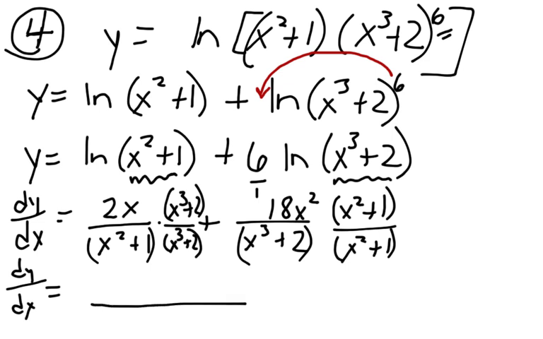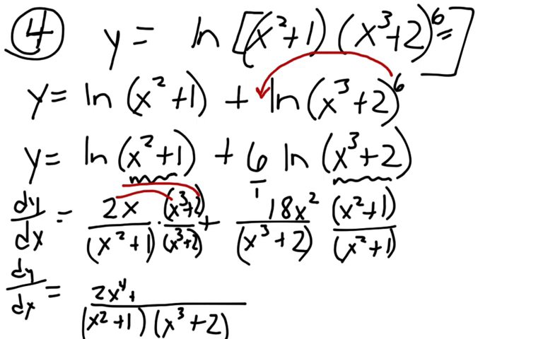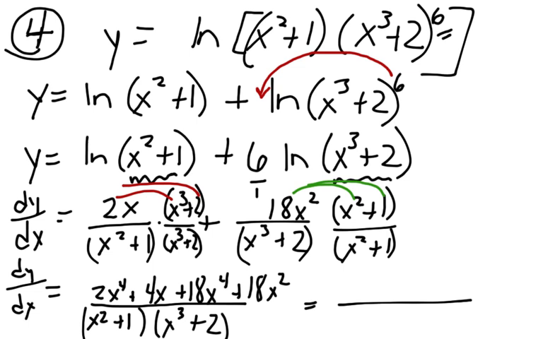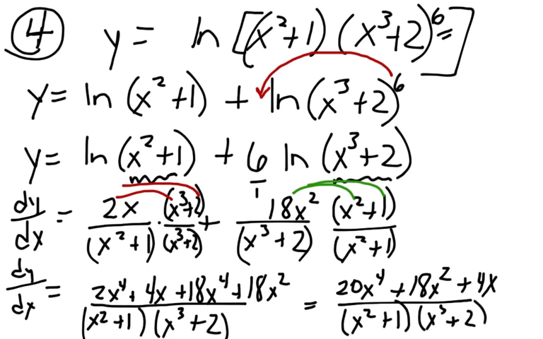So the bottom would be x squared plus 1 times x cubed plus 2, and then on the top I'm going to distribute that 2x to both of those terms to get 2x to the 4th plus 4x, and then I'm going to distribute this 18x squared to both of those terms to get 18x to the 4th plus 18x squared. Combine my like terms, that's going to be 20x to the 4th plus 18x squared plus 4x, all over that common denominator. And you could FOIL that out, but generally it won't be FOILed out.